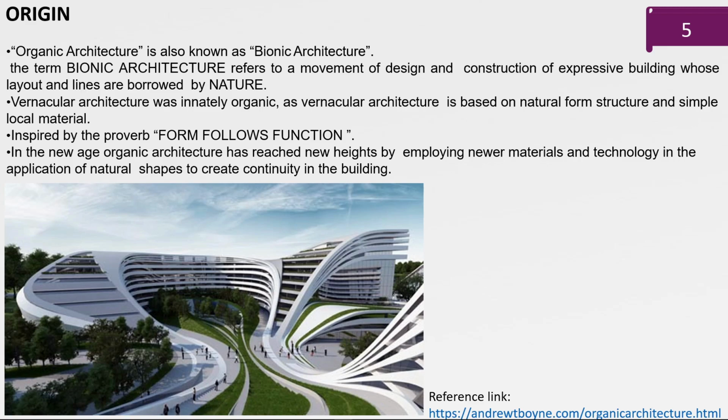The origin of organic architecture is also known as bionic architecture. The term bionic architecture refers to something that has movement. So in this design, it's all about buildings that have movement in them. You feel like the building is moving in the way of the design of the lines and everything. It's all about layout lines. Also, the most important thing about it is that the layout lines are from nature. They are borrowed from nature, so they follow nature.